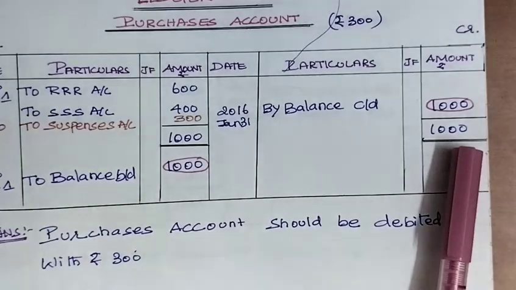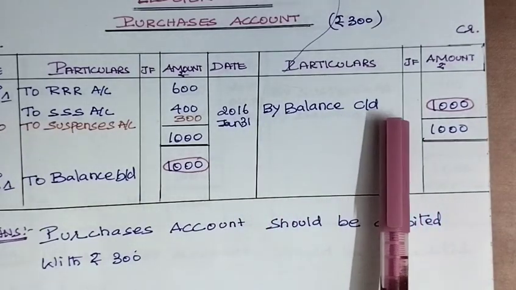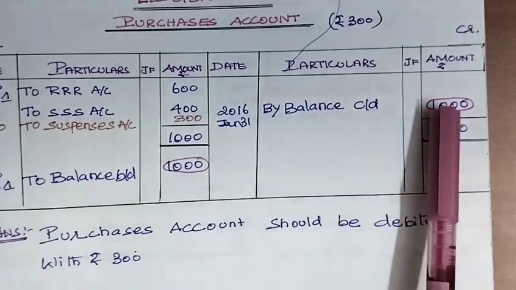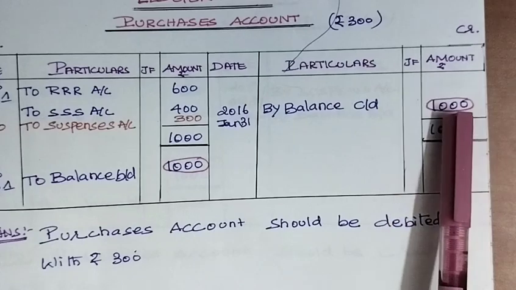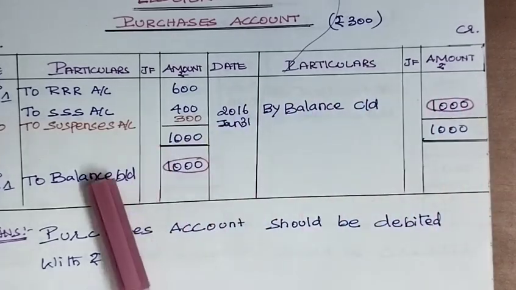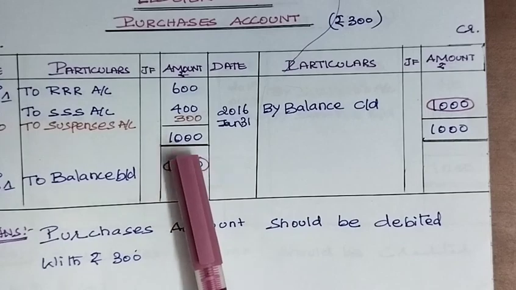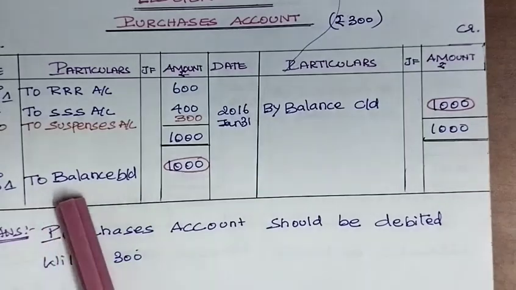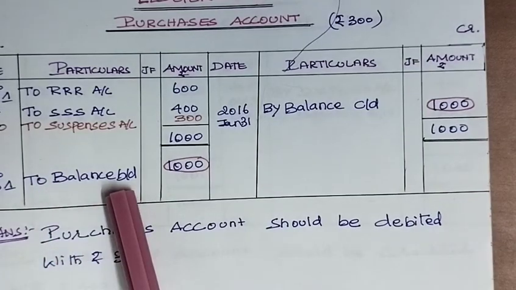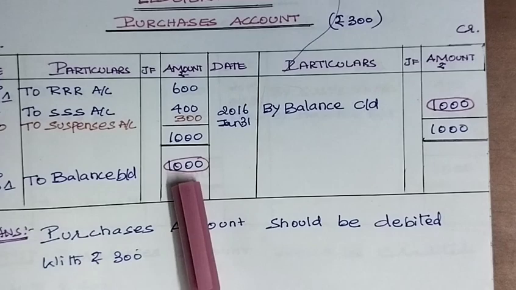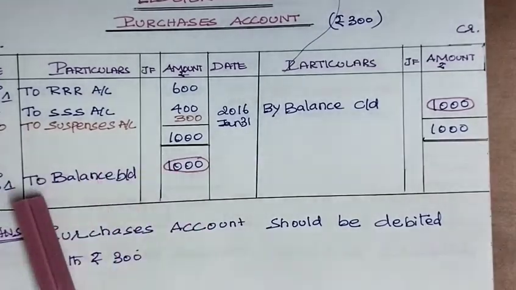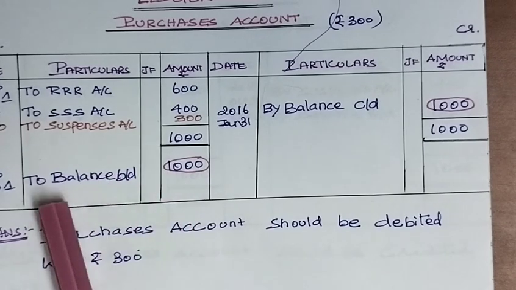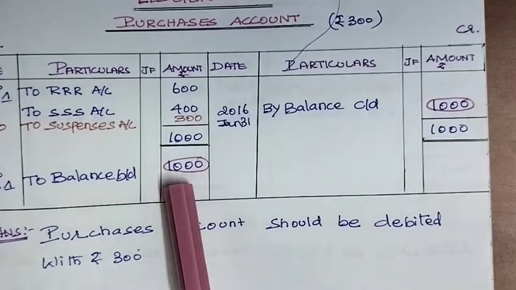Then we need to find out the closing balance of the purchases account. So by balance carried down 1000 rupees. This is the closing balance of the purchases account. Then we bring it down to the opposite side and enter the 1000 rupees below the total. Against the 1000 rupees we write balance brought down. This is the opening balance of the purchases account. Listen carefully. Where does the purchases account show? Purchases account always shows on the debit side.